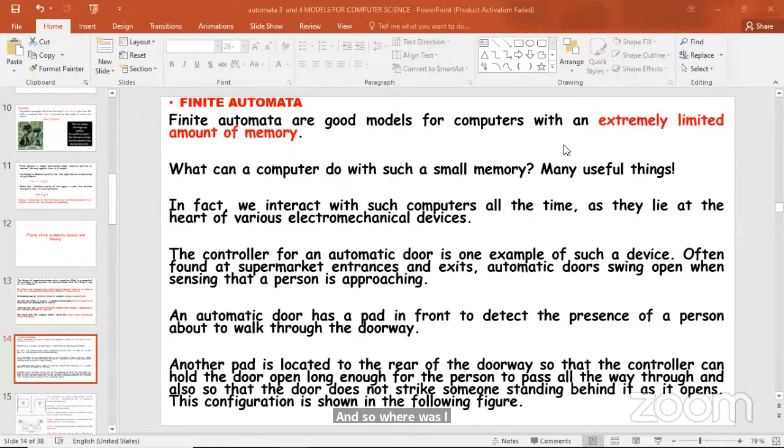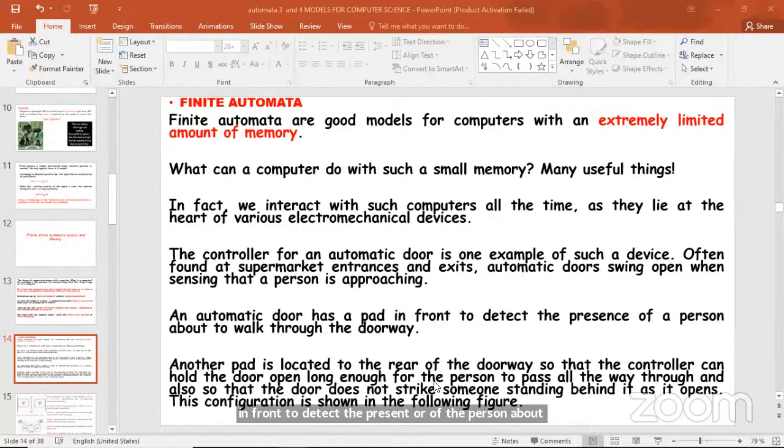So, where was I? Okay, I said you interact with all this almost every day. I think I was giving an example of DLI. Once you get to the DLI, there is the front door before you get to the admin. Once you step on the footmat, the door opens for you to just walk in. The description is that an automatic door has a pad in front to detect the presence of a person about to walk through the door.